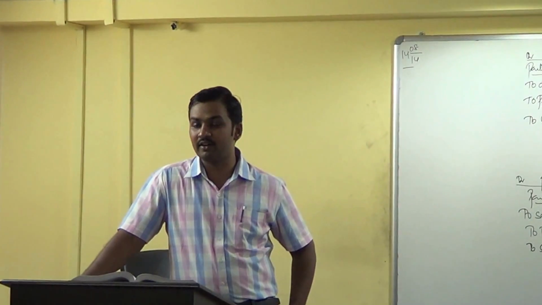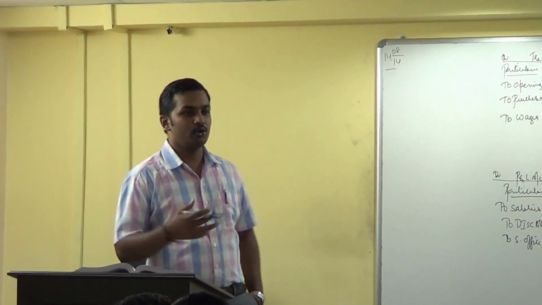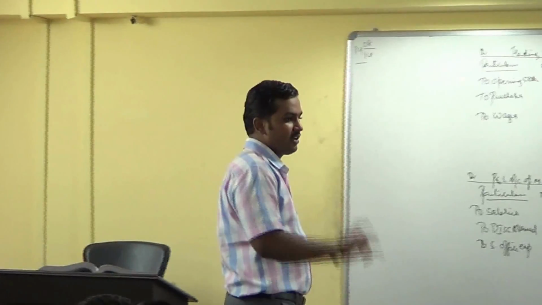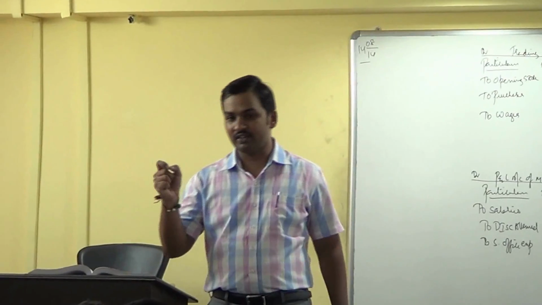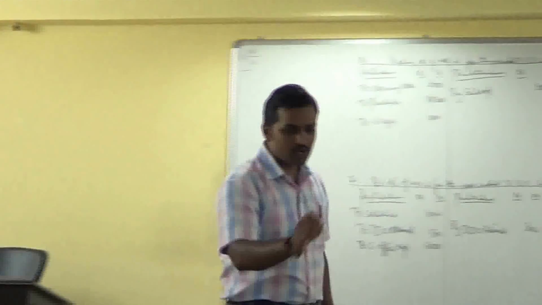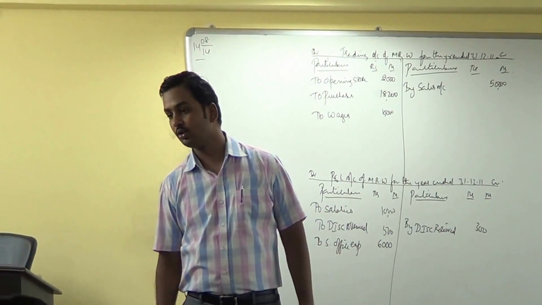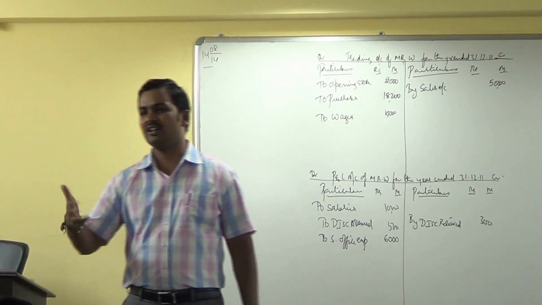Now, the value of closing inventory on 31st December 2011 was 2,700 rupees. How do you deal with closing stock now? Listen to me very carefully. That means at the end of the year, in our godown, in our shop, we have stock of the value of how much? 2,700 rupees.